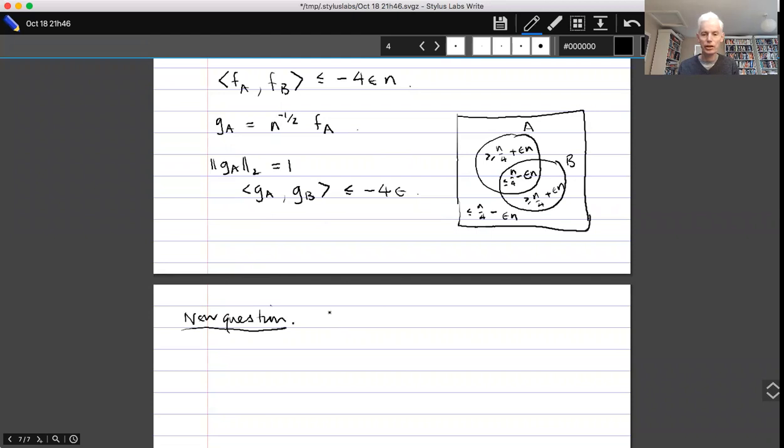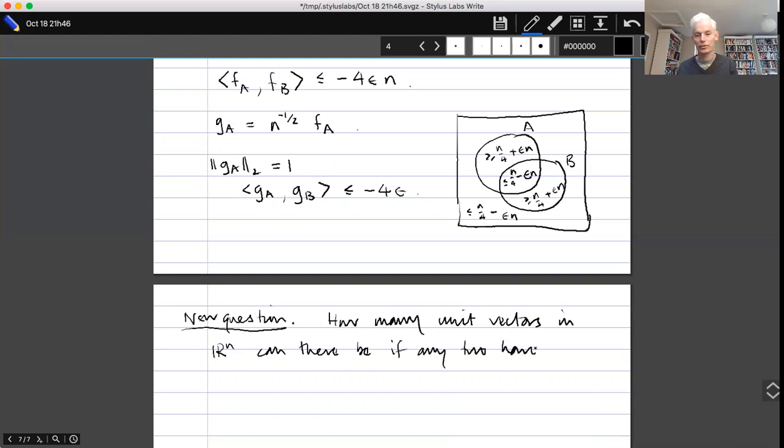So the new question: how many unit vectors in R^n can there be if any two have inner product at most minus delta, and here delta is just some positive constant.